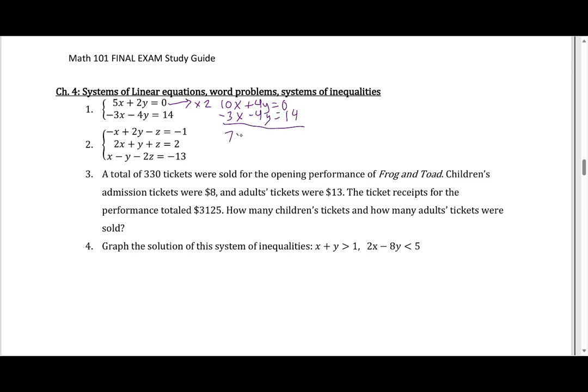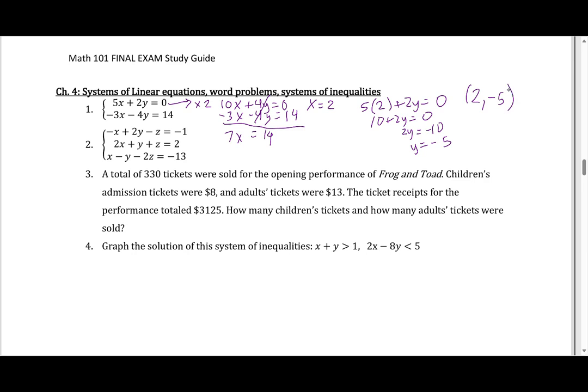So I have 7x, y is gone like I planned it, equals 14. So then x equals 2. And we're going to find both variables, so I'm going to plug that in to either equation. I'm just going to use the top one, 5 times 2 plus 2y equals 0. So that's 10 plus 2y equals 0. Subtract 10. 2y equals negative 10. Let's divide both sides by 2. So y equals negative 5. And if you want to write your answer as a point on the graph, it would be 2, negative 5. That's their point of intersection.